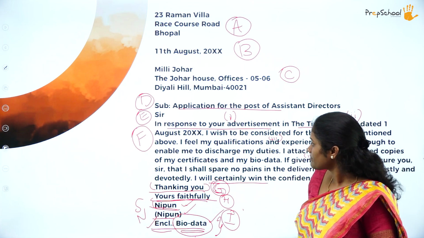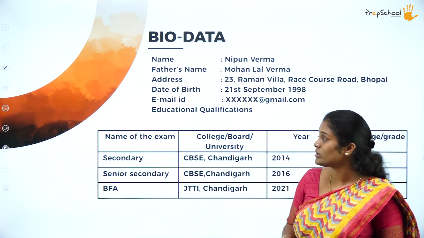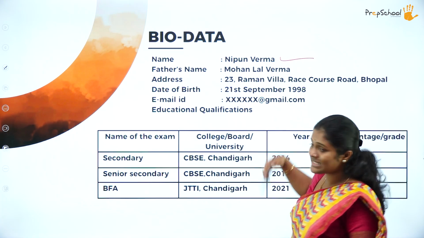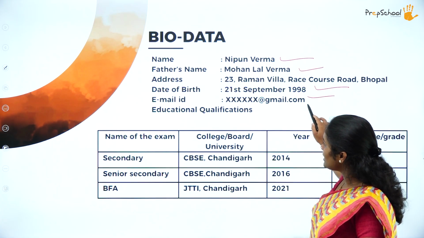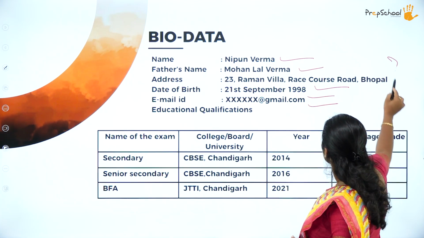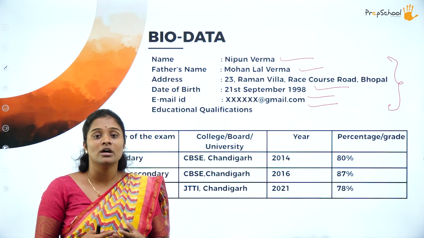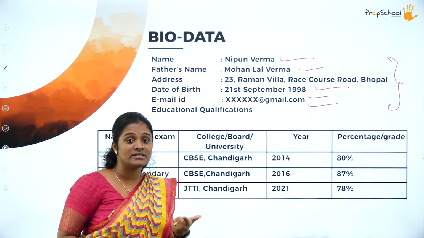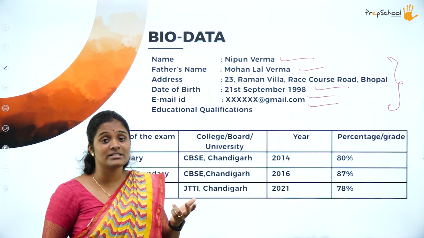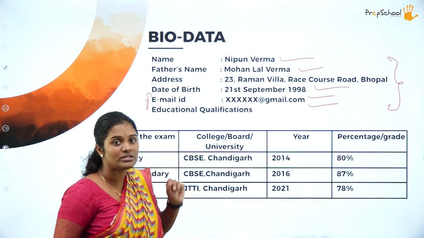Moving forward to the biodata. What does your biodata include? So your name, first thing, father's name, address, date of birth, email ID. These are the things that we have included, mandatory things or the basic things, whenever you write about yourself, your personal introduction. So you say your name, your father's name, mobile number if it is asked for, or email ID, for professional communication. How are they going to contact you? Through this email ID.